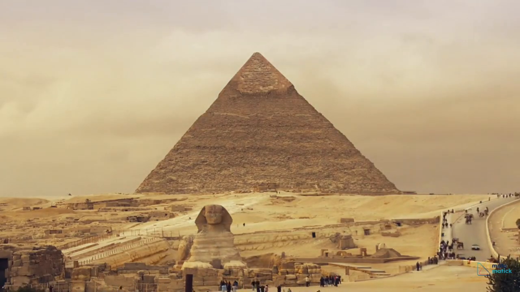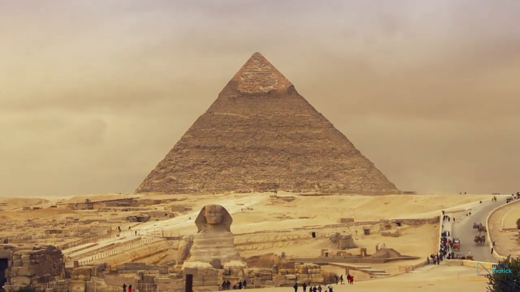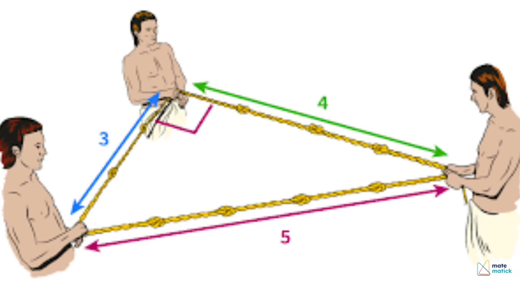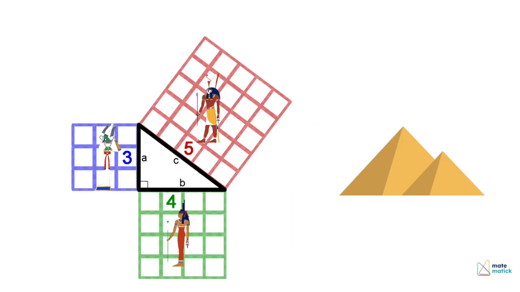Did you know ancient Egyptians used the Pythagorean theorem to construct the pyramids? They didn't have our modern tools, but they had mathematics. They used ropes with knots at regular intervals to create right angles, ensuring precise construction.